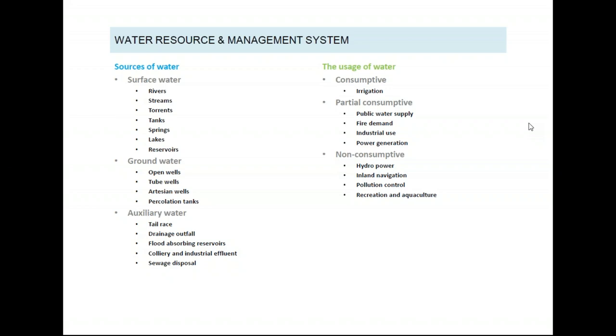On the other hand, if you think about our usage of water, it again has three types: consumptive, partial consumptive, and non-consumptive. Consumptive is in irrigation, which consumes the maximum quantity of water. Under partial consumptive, we have the public water supply, fire demand, industrial use, and power generation. And the non-consumptive sector is hydropower, inland navigation, pollution control, and recreation and aquaculture.